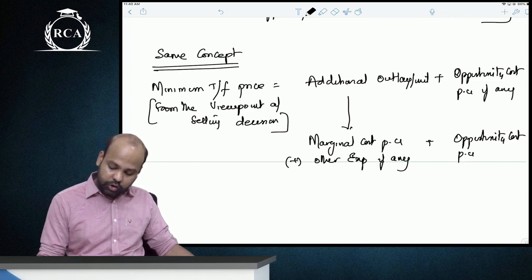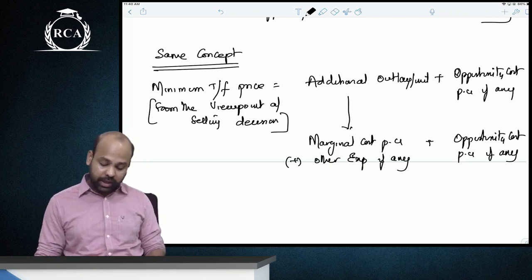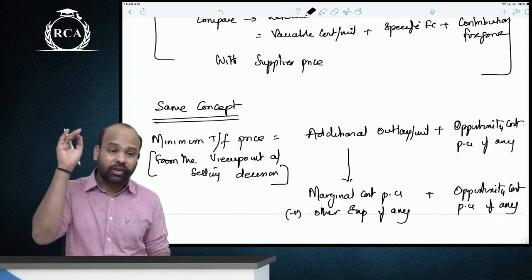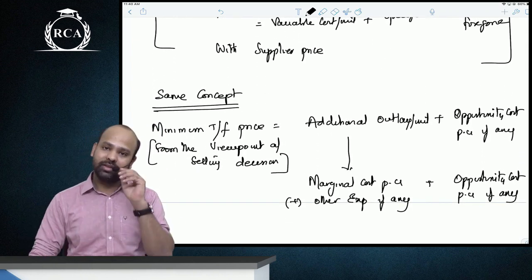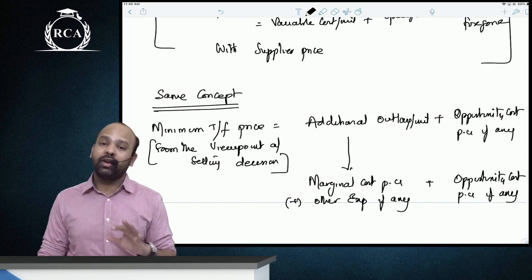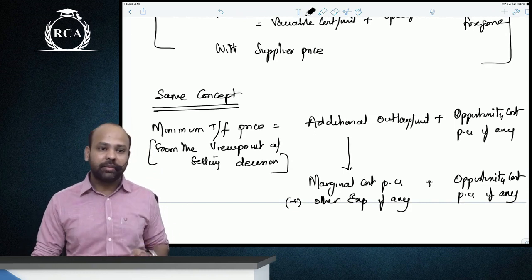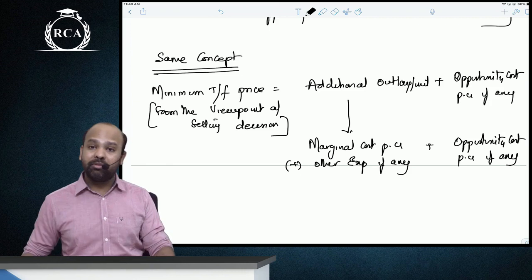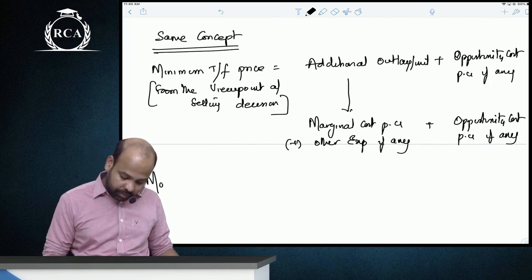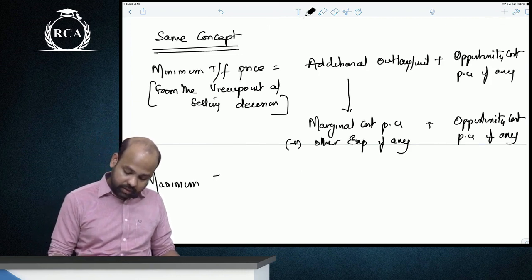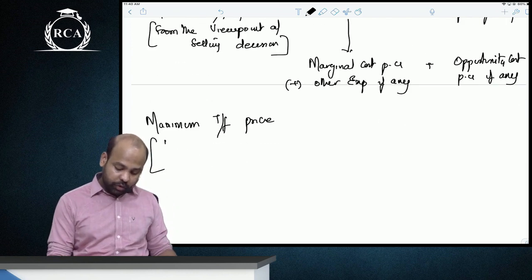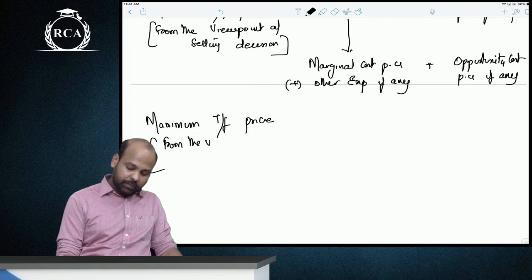If there is no opportunity cost as such, the minimum transfer price for the purpose of decision making is what is good from the viewpoint of the entire organization. That we will decide on the basis of minimum transfer price. Maximum transfer price, I hope you're all understanding this, is from the viewpoint of the purchasing division.